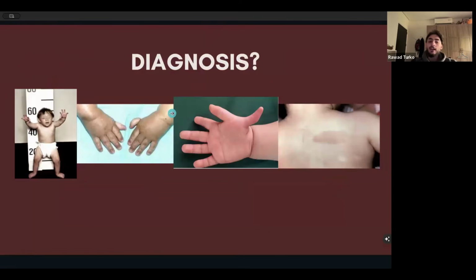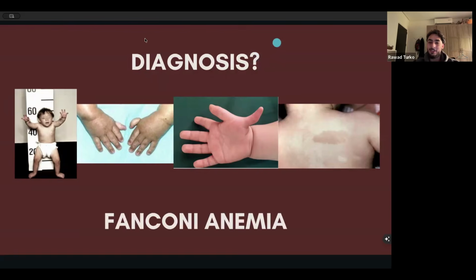All right, who can tell me a diagnosis? So this child has easy bleeding, he has recurrent infections, and he has pallor and pale conjunctiva. Who can tell me what the diagnosis is? Fanconi. Perfect. So this is Fanconi anemia.